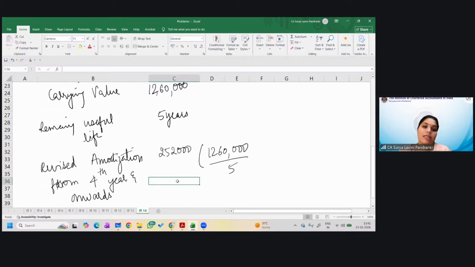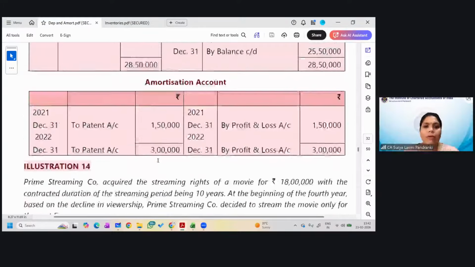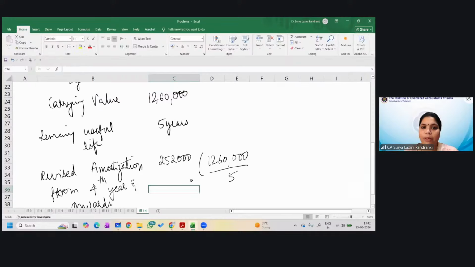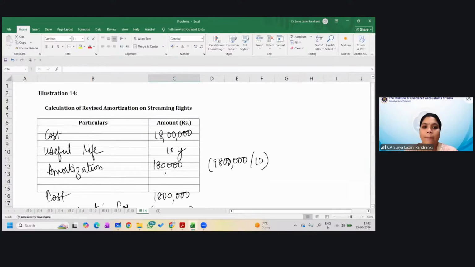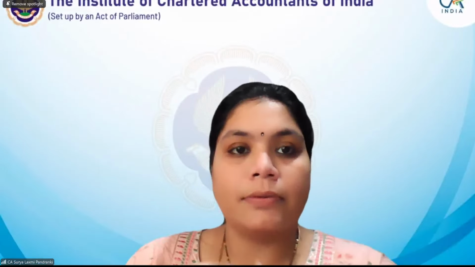So when your amortization is changing, whether the useful life or the amount is changing, from that particular date, you will start revising the amounts. Clear? We are done with the illustrations. I didn't give you any homework today. I think only illustration 9 was given to you as homework. I didn't do the ninth one because it is a similar thing. Any questions?